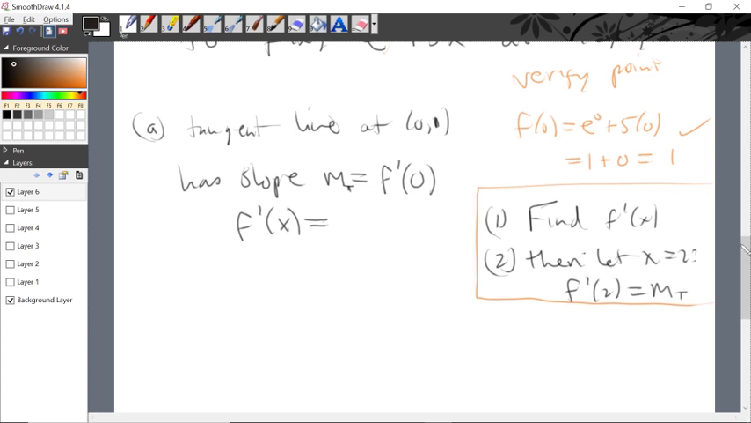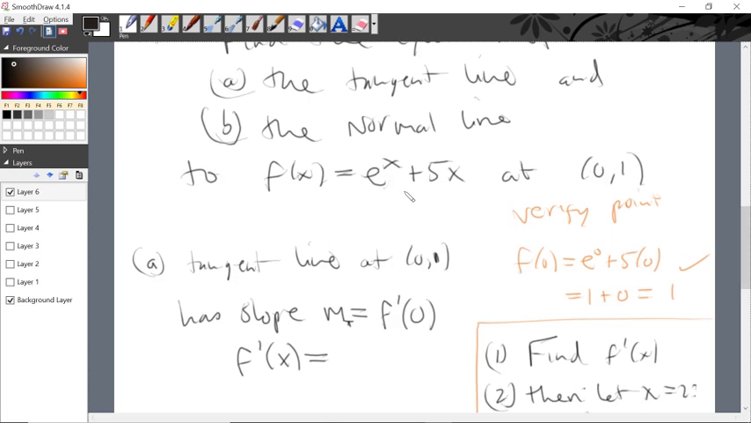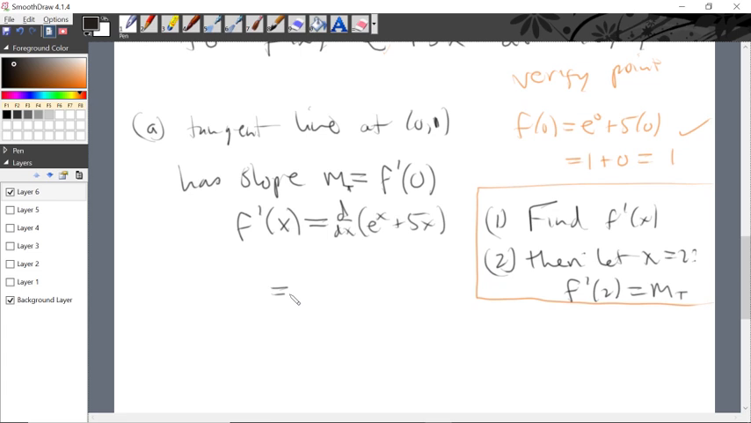So let's find the derivative first here. f prime of x is the derivative of e to the x plus 5x. Sorry, that's what I meant to say. So we have the derivative of e to the x, well that's e to the x, and the derivative of 5x, well that is just 5. So here is f prime of x. This is our derivative as a function. So this is the slope for any value of x within its domain, so where this derivative exists, and its domain is all real numbers.